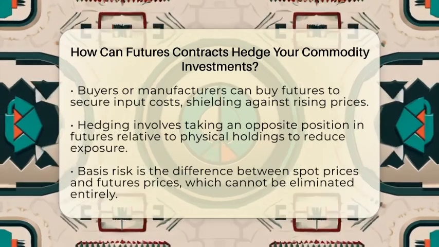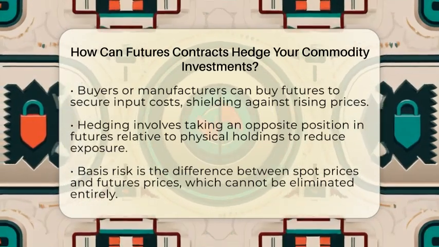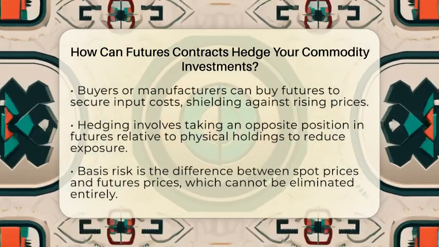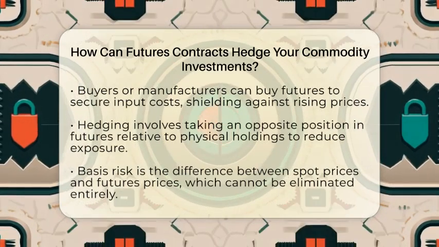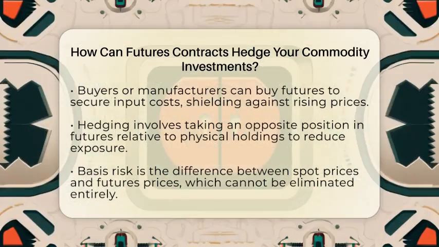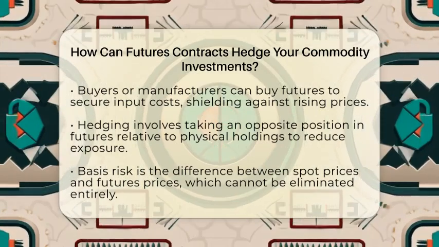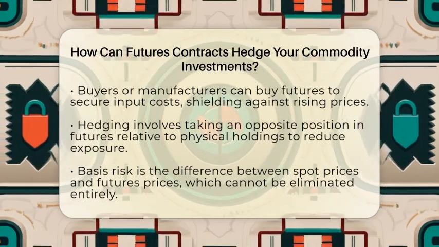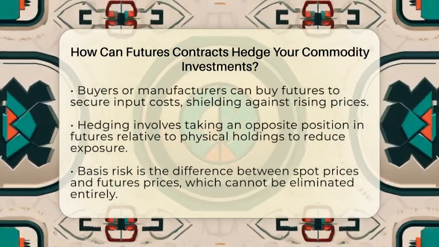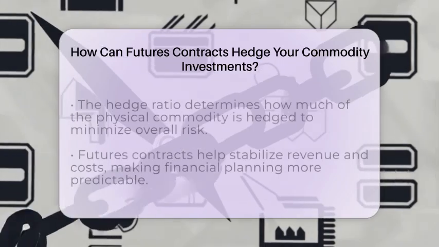To hedge effectively, you take an opposite position in the futures market compared to your physical commodity. If you own the commodity, you sell futures. If you plan to buy it later, you buy futures now. This offsetting position reduces your exposure to price changes.